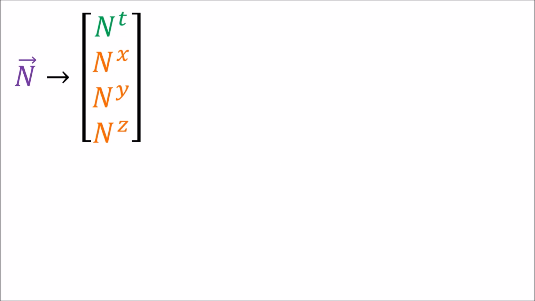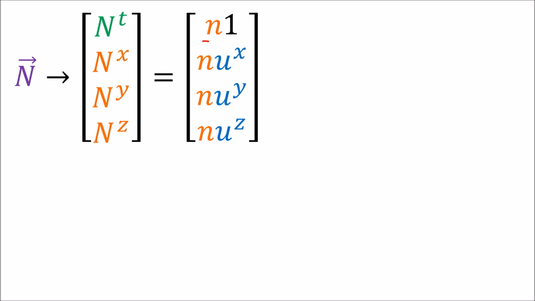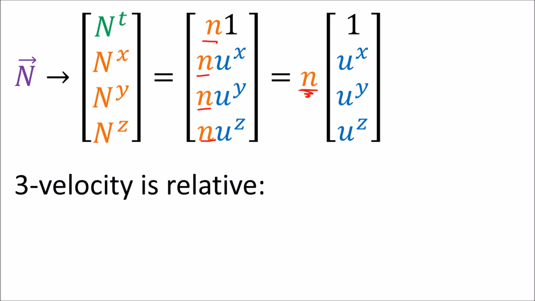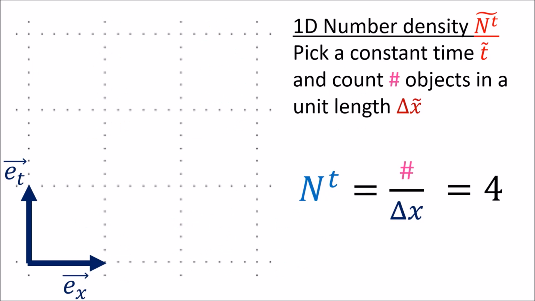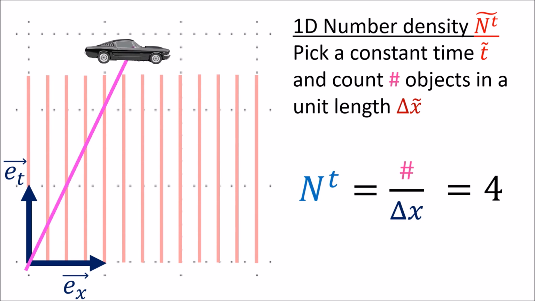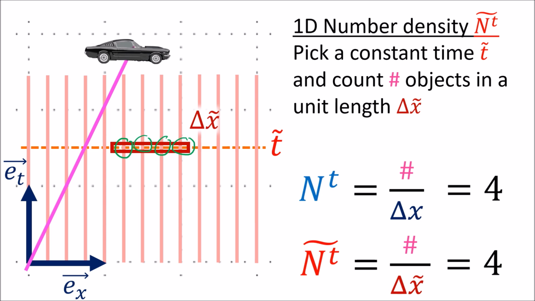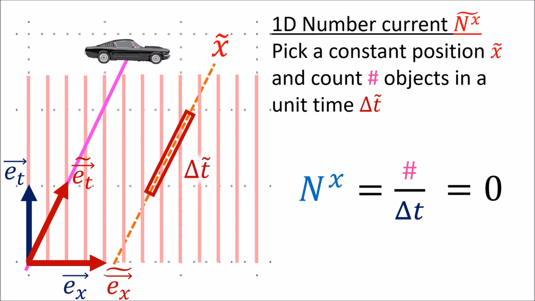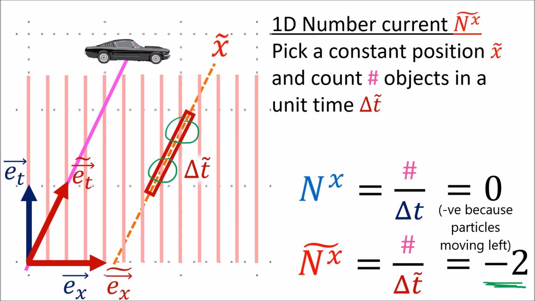So we can rewrite the components of the number flux 4 vector in terms of the rest number density small n and the particle velocities. But we know that the velocities of objects are relative and depend on the reference frame. If we have some stationary particles and a car moving to the right, both the stationary frame and the car reference frame will measure the same number density of particles, 4, because their x-basis vectors are the same, and lengths don't change in Galilean relativity. But while the stationary frame measures a current of 0, the moving car measures a current of 2. So in Galilean relativity, current measurements depend on the reference frame, but density measurements are the same for everyone.